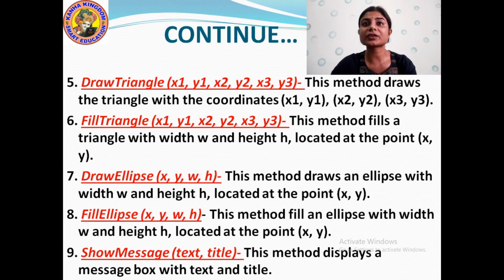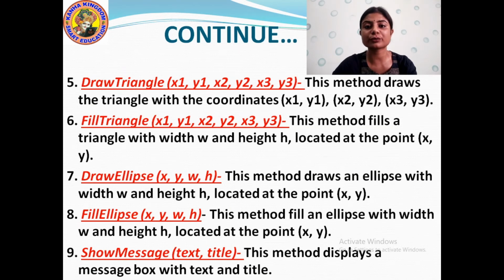This method draws the triangle with the coordinates. X1, Y1, X2, Y2, X3, Y3 are what? These are called the coordinates. In the graph, you have learned about coordinates, the point where you start drawing a line or a triangle or any shape in the graph. So these are called the coordinates. Okay, your X1, Y1, X2, Y2 and X3, Y3.